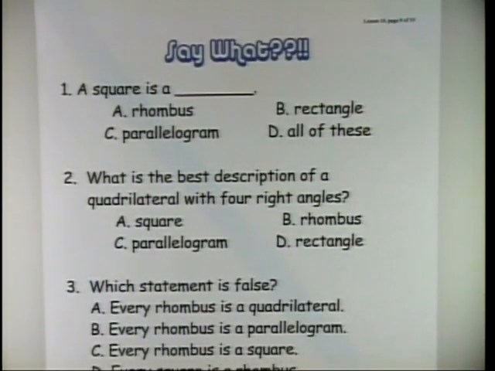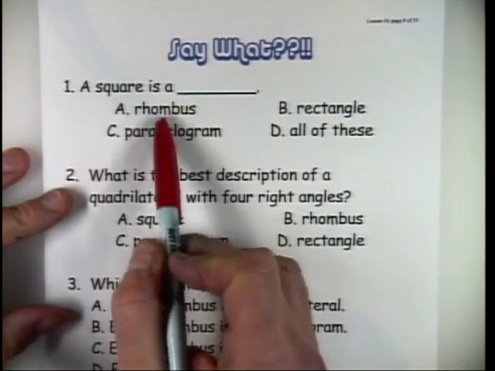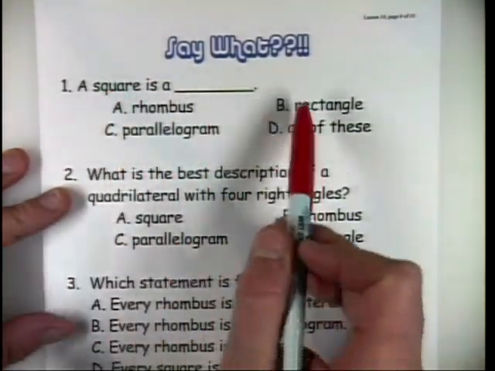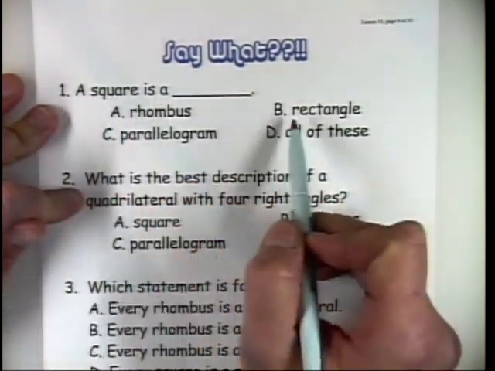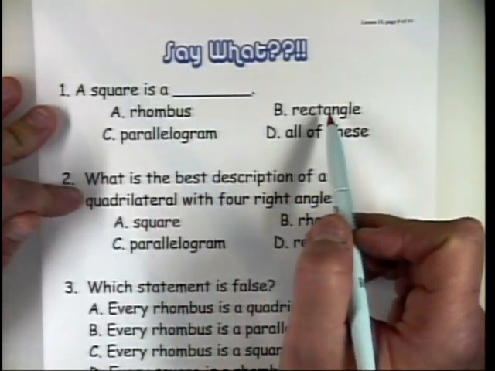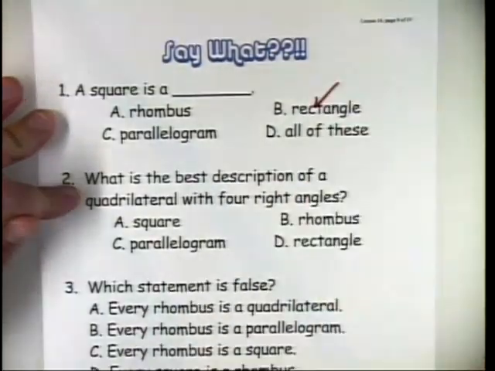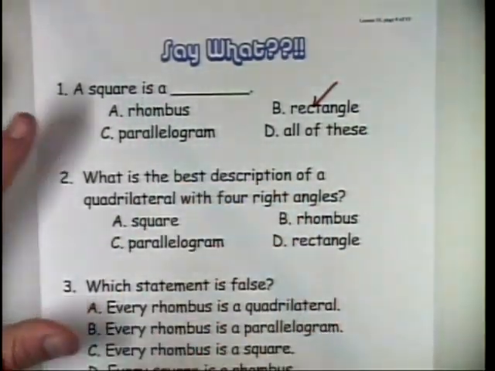A square is a blank. A square is a what? Look at the answer choices. Is a square a rhombus? Is a square a rectangle? Is a square a parallelogram? Or is a square all of those? Well, remember what I said earlier, that every square is a rectangle, because a rectangle just says quadrilateral with 4 right angles, and a square definitely has that. So a rectangle would fit. But because one of the answer choices is all of these, we need to consider the other two.